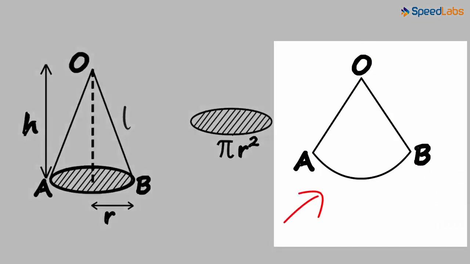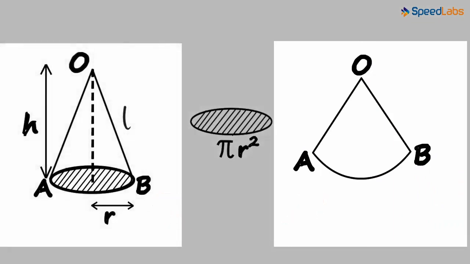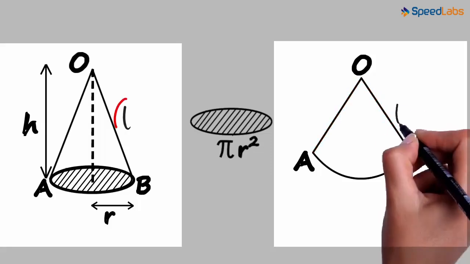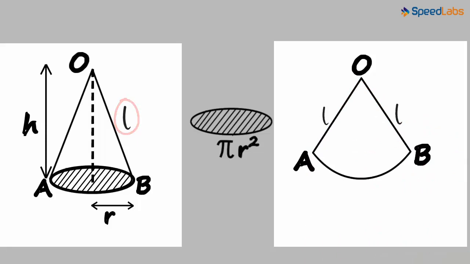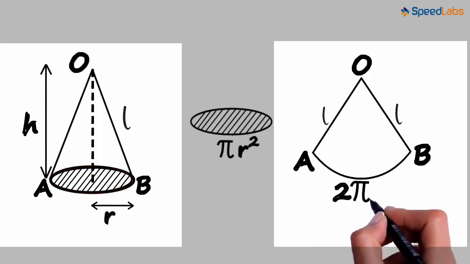Look at the sector and the cone. What do you think is the measure of these two lengths? OA and OB will equal the slant height, which is L. Here's another interesting question. What will be the length of arc AB? This is an arc as we know that a sector is part of a circle. This arc is actually the circumference of the circular base. So the length of this arc will be 2 pi r.